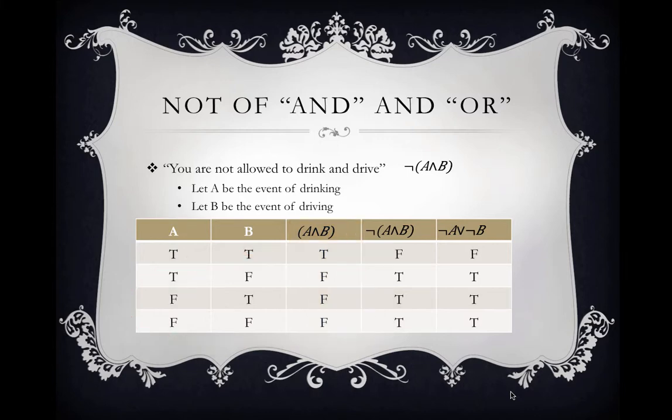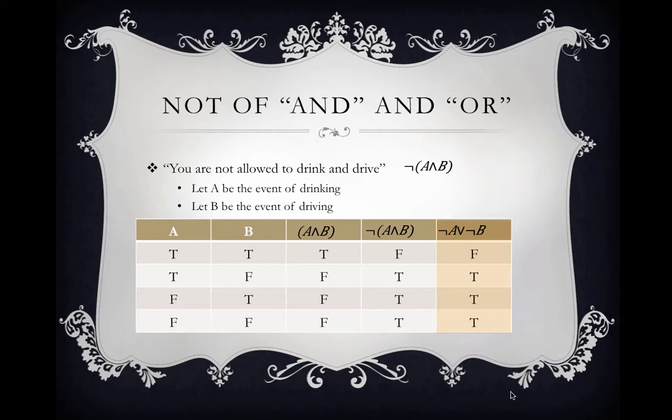If you look at the fourth column, this is the case of not drinking and driving. In the first scenario, true, true, that person is actually drinking and driving, and hence they're breaking the law. This statement would be false. But in every other case, they are either not drinking, not driving, or simply not drinking and not driving.